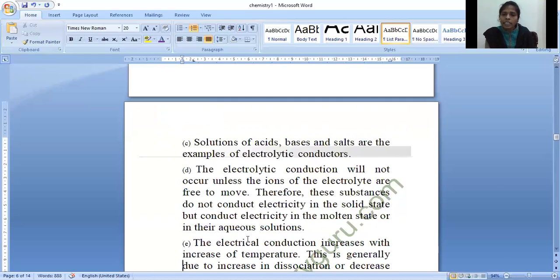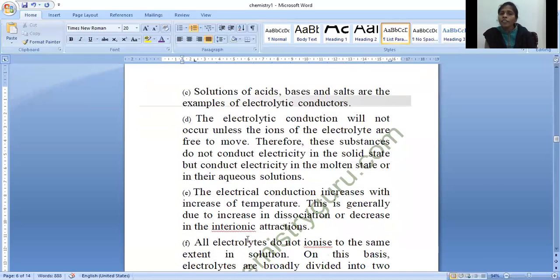The electrical conductance increases with increase of temperature. But whereas in metallic conductors, the conductance is decreasing by increasing the temperature, due to mobility of the kernels, due to vibration of the kernels. But whereas in electrolytic conductors, conductance is increasing by increasing temperature.